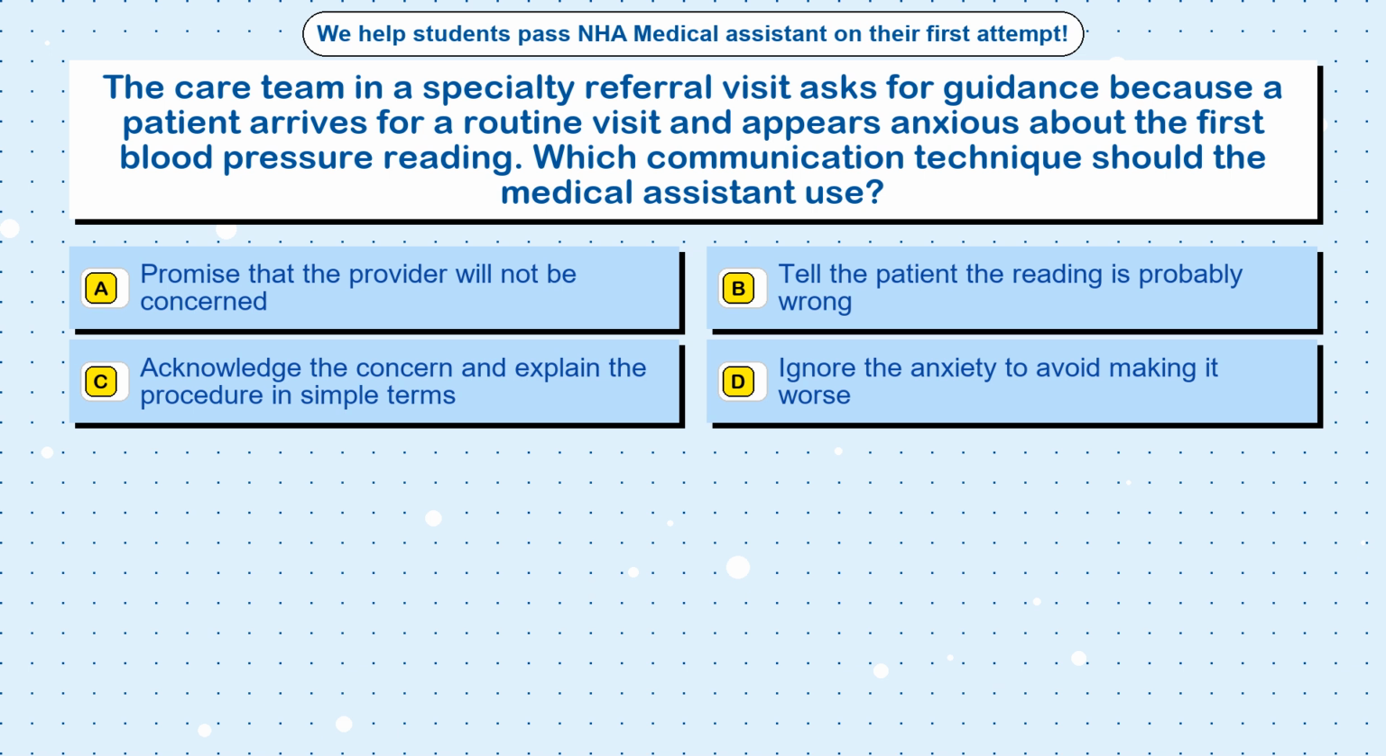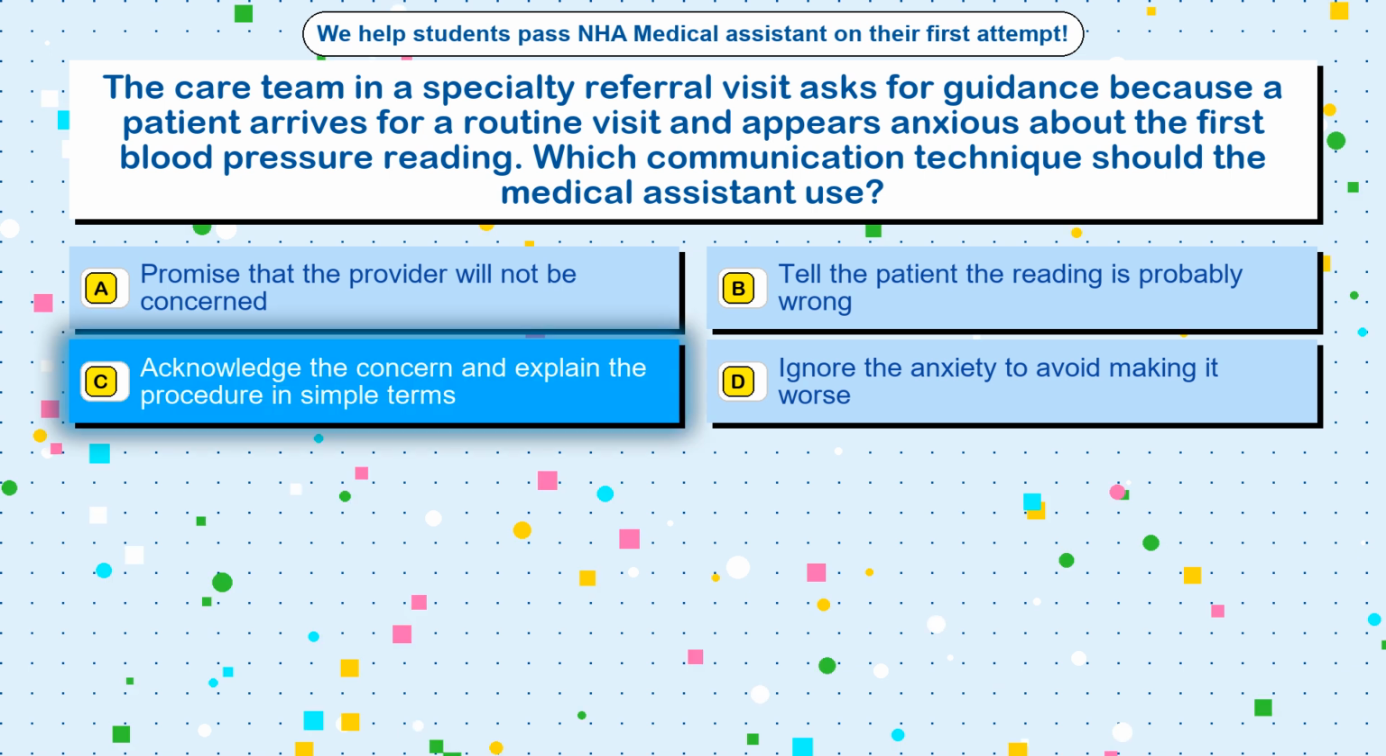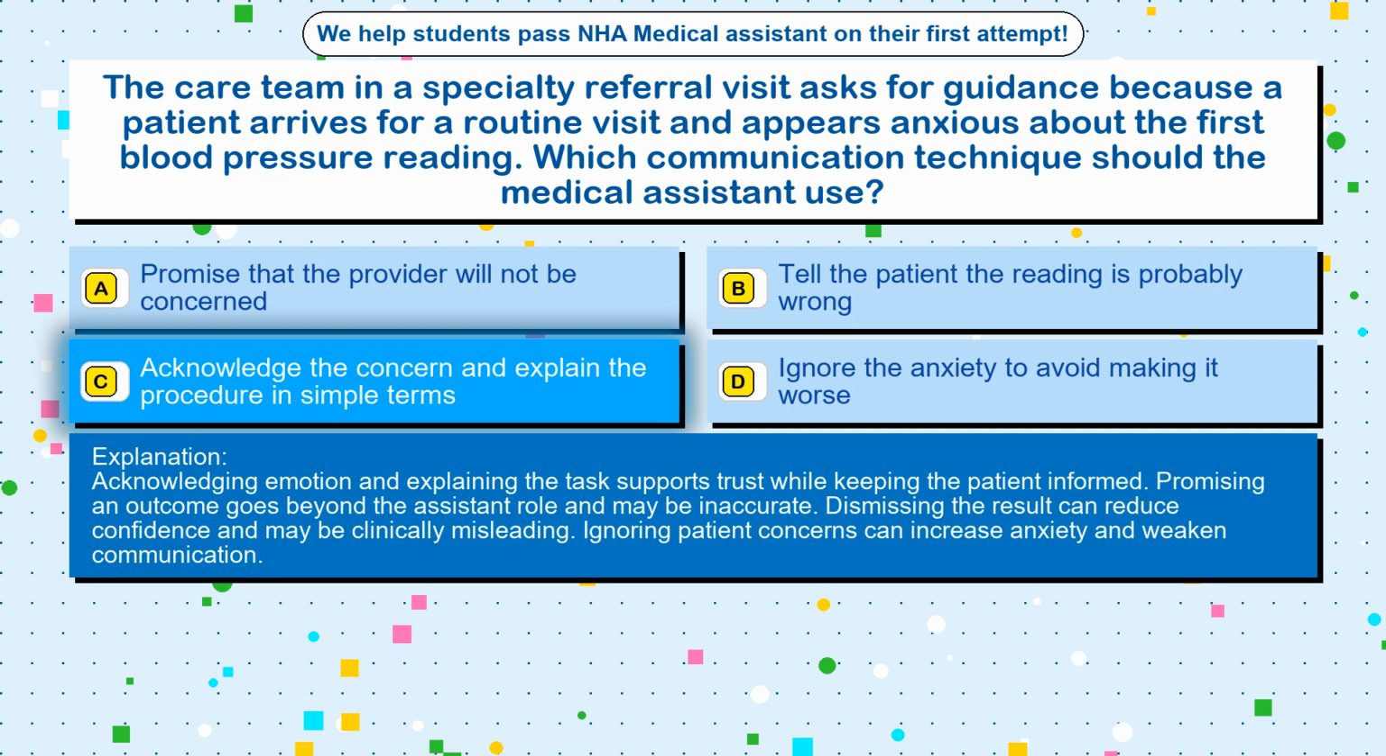Option D. Ignore the anxiety to avoid making it worse. The correct answer is option C. Acknowledge the concern and explain the procedure in simple terms. Acknowledging emotion and explaining the task supports trust while keeping the patient informed.